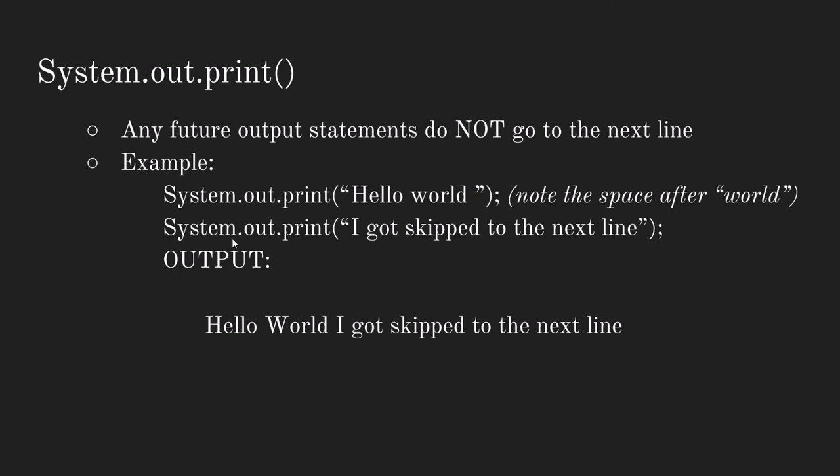And then you have the line System.out.print("I like beef"). Whereas before, this line got skipped to the next line, this line still stays on the same line. This is the unique feature of System.out.print: any other statements after it will still go on the same line. So let's say I had "I like beef" after Hello world, then it would be "Hello world I like beef" if this was System.out.print.